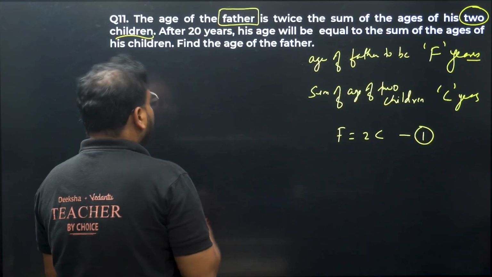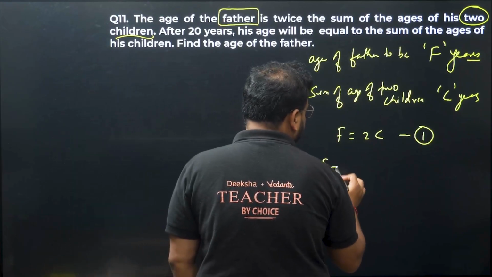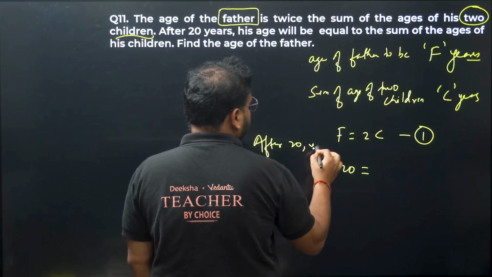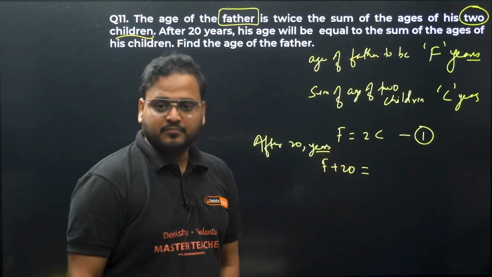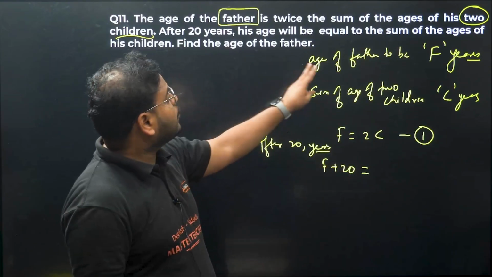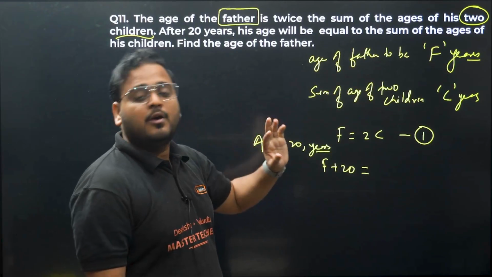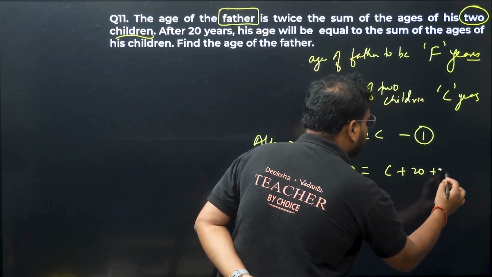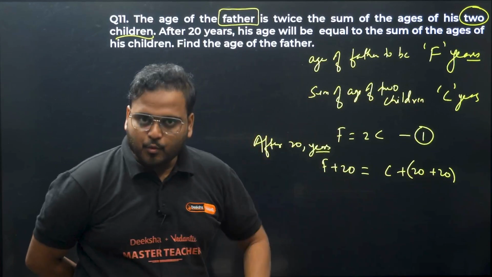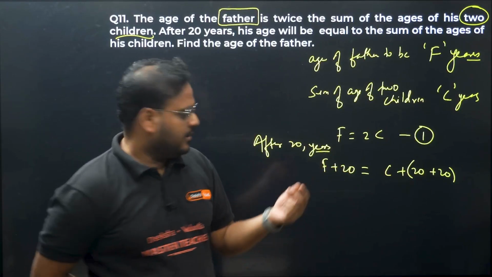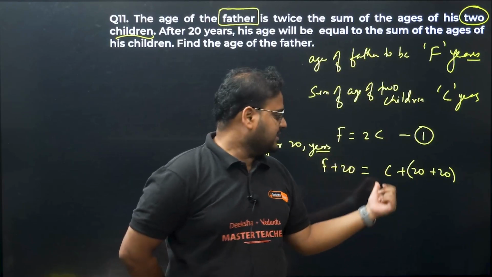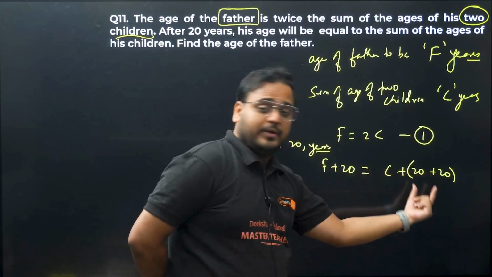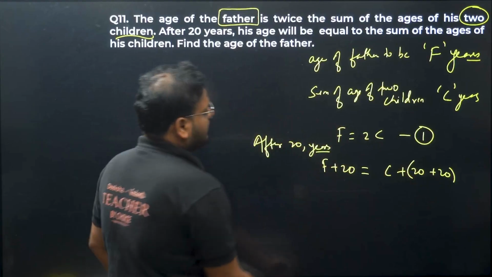Next what? After 20 years, what happens? After 20 years, father will be f plus 20. This is my condition of after 20 years, okay? Father's age is f plus 20, will be equal to the sum of the ages of children. What will happen after 20 years to the age of children? c plus 20 plus 20. How come? Both the children will grow by 20 years, right? Child number 1 will be 20 years older, and child number 2 will be 20 years older. This c represents the sum of the ages. It means you have to add 20 plus 20. Getting it? Okay.